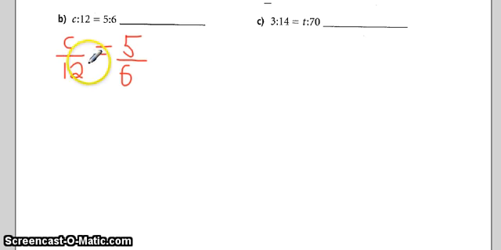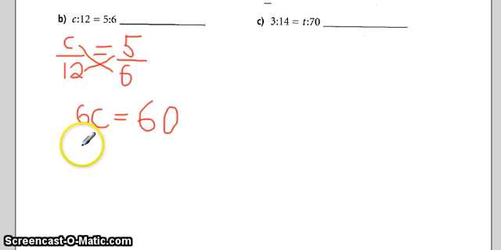Now, the last method I showed you, we would have multiplied each side by 12. This method, what I'm going to do here is cross multiply. So I'm going to say C times 6 gives me 6C, and 12 times 5 would give me 60. So I'm left with 6C equals 60.